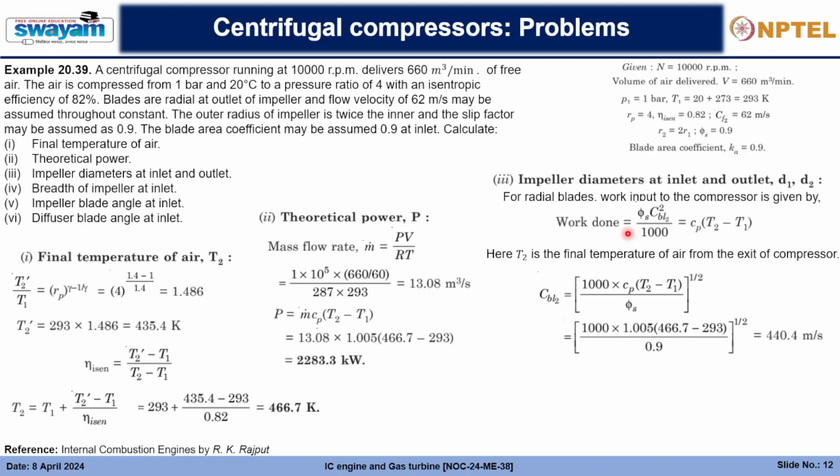Okay, then CBL2 is also equal to pi d2 N by 60, and from that we calculate d2, and d2 is equal to 0.8411 meter. Again d1: it is given that d2 by d1 is equal to 2, and we'll use that ratio, and we'll get d1 equal to 42.06 centimeter.